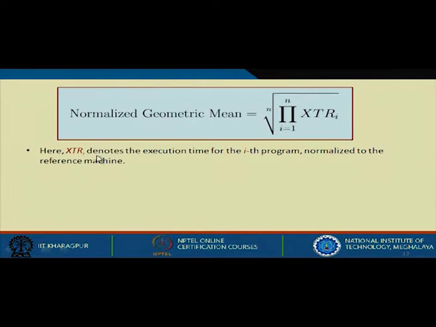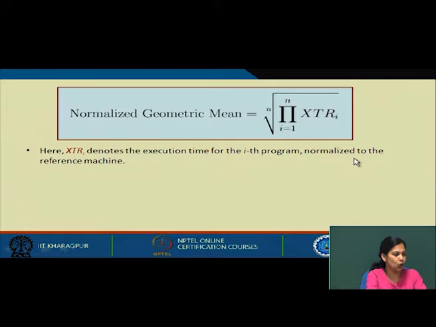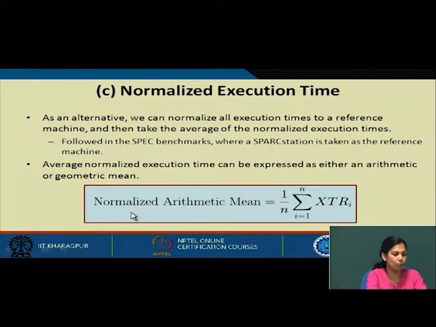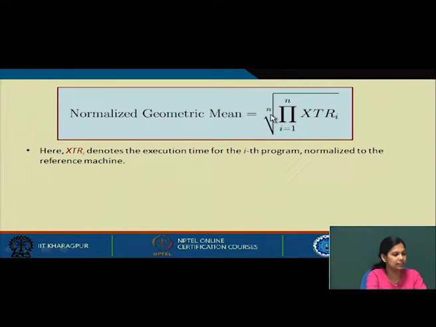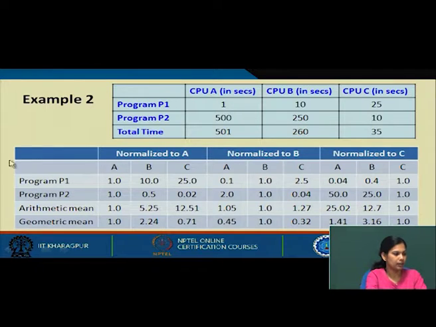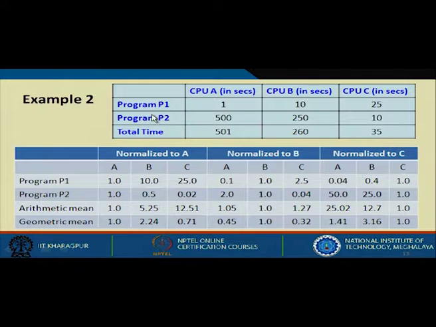So, here XTR i denotes the execution time for the ith program normalized to the reference machine. So, this is for the ith program normalized with respect to some reference machine. This is the normalized geometric mean. Earlier it was the normalized arithmetic mean. Now, we are going to the normalized geometric mean.